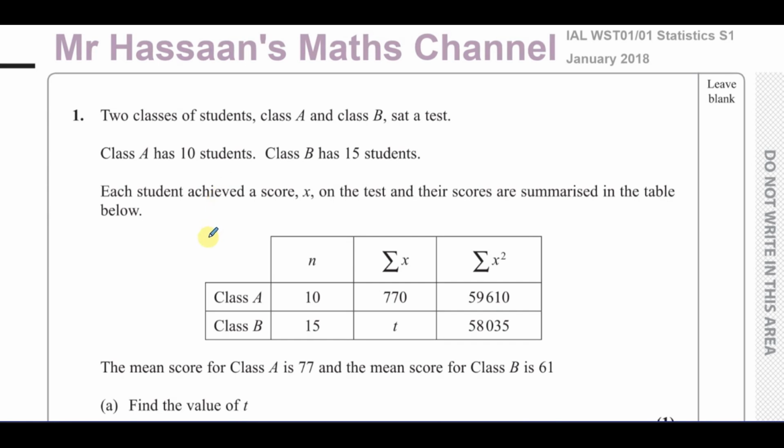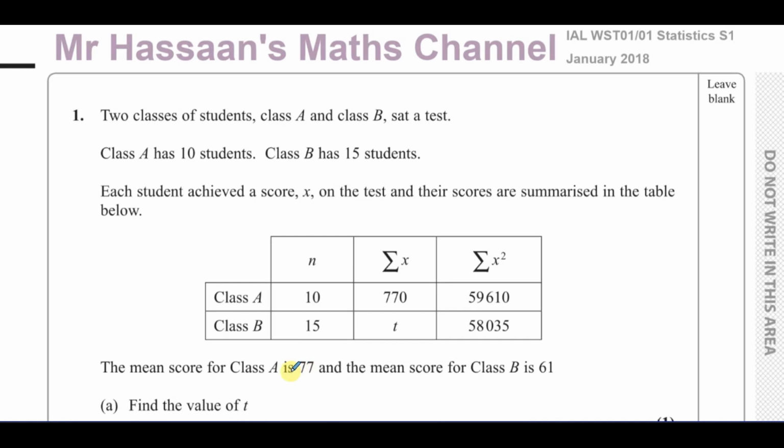So there's two classes of students, Class A and Class B. They sat a test. Class A has 10 students and Class B has 15 students. Each student achieved a score X on the test and their scores are summarized in the table below. So Class A, you have 10 students. This means the sum of their scores was 770 and the sum of the squares of their scores was 59,610. Class B, there were 15 students who sat the test. The sum of their scores is unknown, T. And the sum of the squares of their scores is given as 58,035.